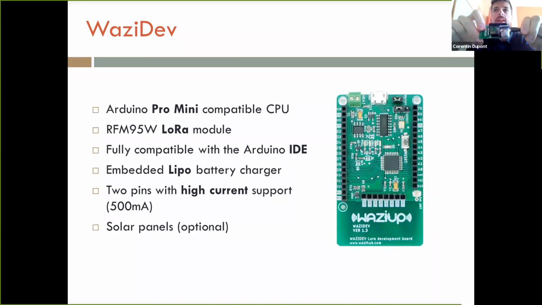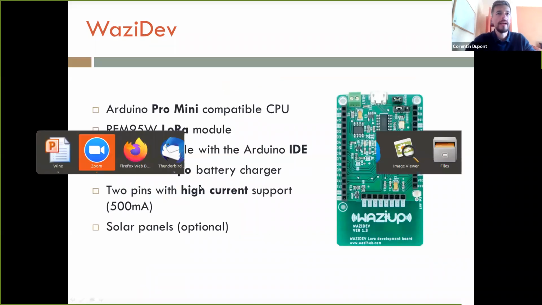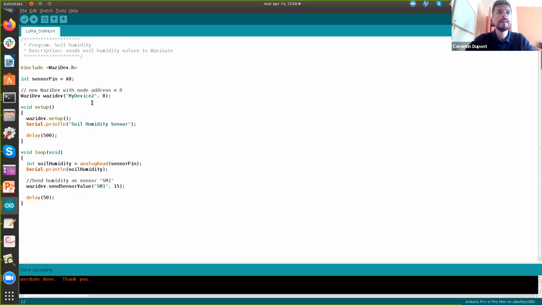Now comes the time to flash it. I hope many of you already know how to flash an Arduino device. It's very simple, let me show you now. I connect it with a USB cable directly to my PC. This is an example of the wiring diagram here. And I fire up my Arduino IDE, which is here. Previously, I have loaded the Wazidev library in my Arduino IDE.